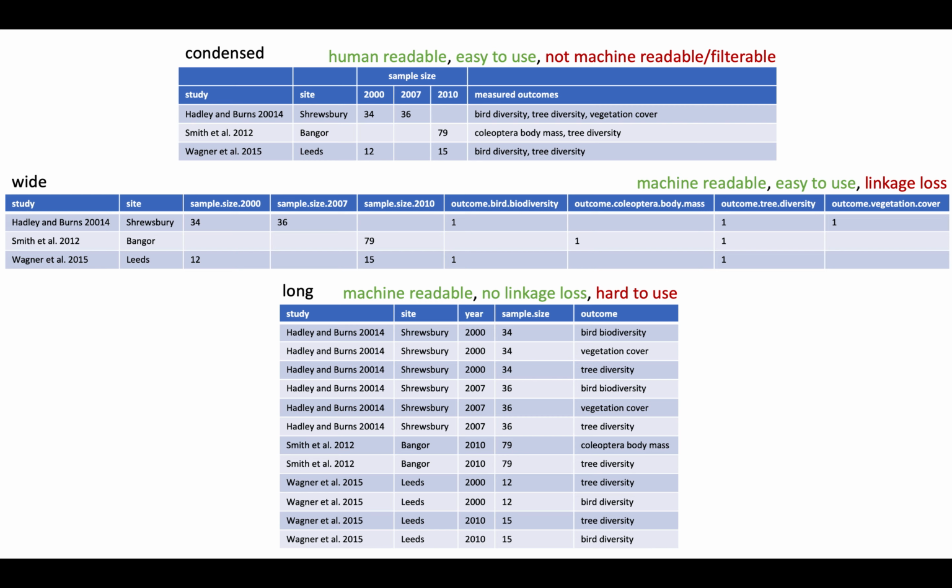It's human readable, easy to use, but it's not machine readable or filterable very easily. Then you have a wide format where each column is a different value within a different variable, but each line is typically a different study. And then the long format, which, like the wide format, is machine readable, but it's relatively hard to use. But it does maintain the linkages between different values in the same line.